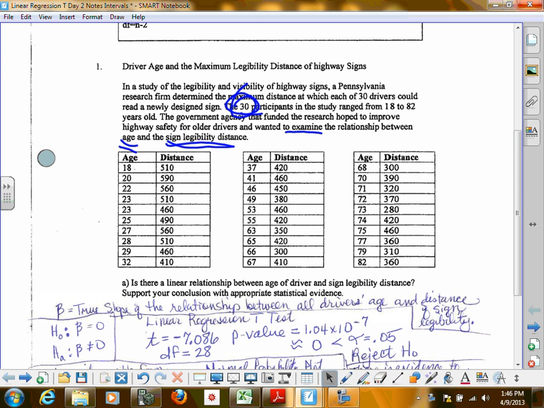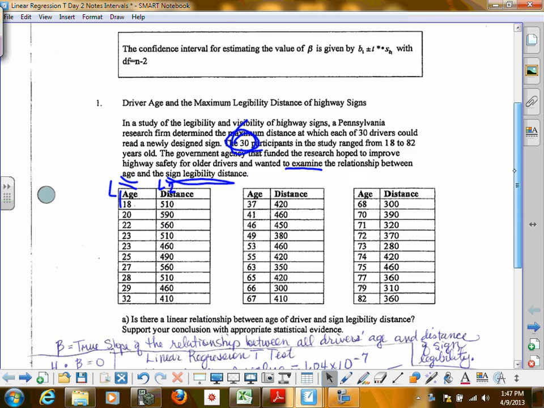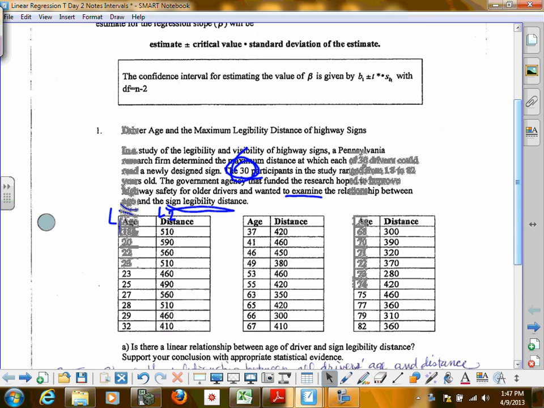List, your information in list 1, and you have your distances in list 2. I'm just going to talk about what this problem's about before we get started. Make sure we know what's happening. This is a study of the legibility and the visibility of highway signs and that relationship to age.